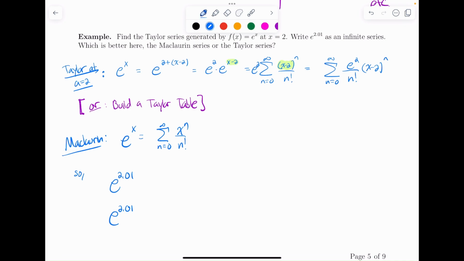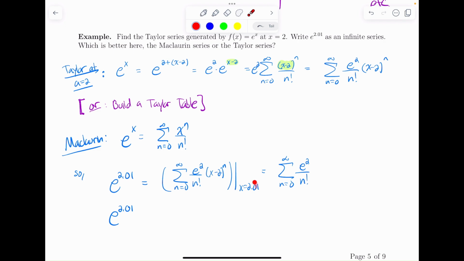Here, if I plug in 2.01 into, say, the Taylor series, I'm going to get e squared over n factorial times x minus 2 to the n, and I'm going to plug in x equals 2.01. This is the series, let's see, we're going to get e squared over n factorial, then what? Plug in 2.01. 2.01 minus 2 is 0.01, which is 100th.